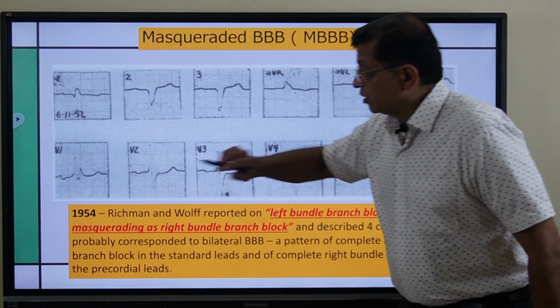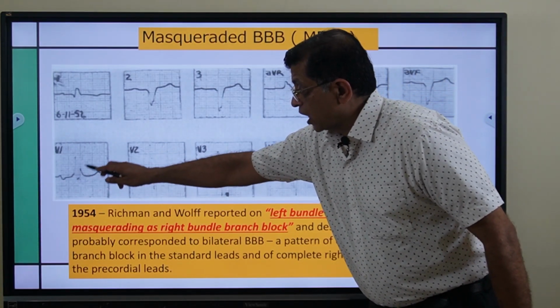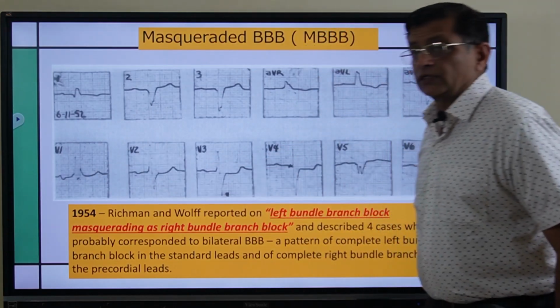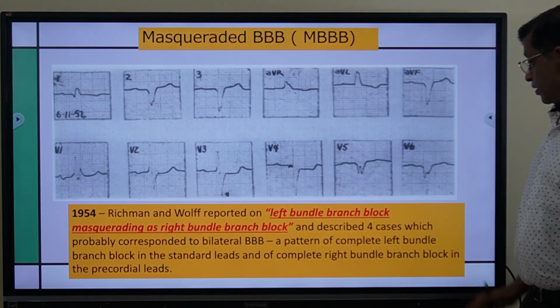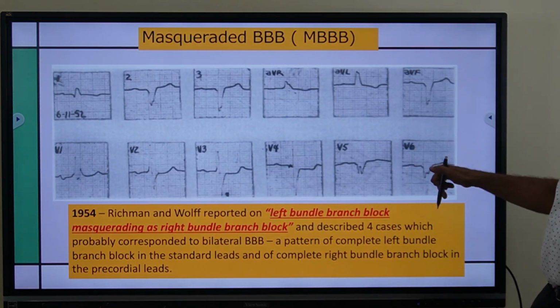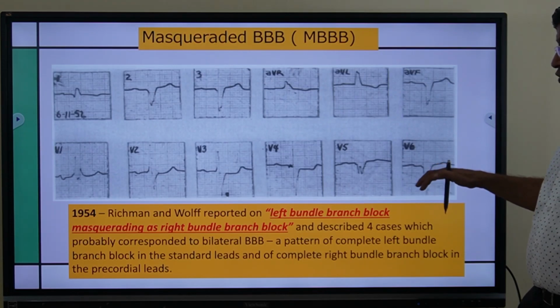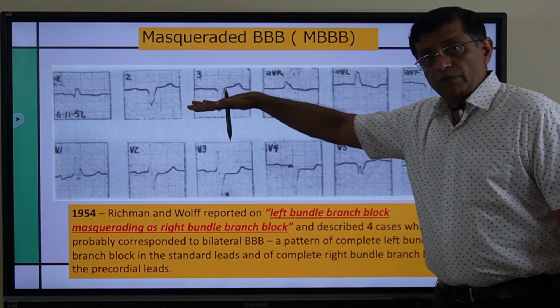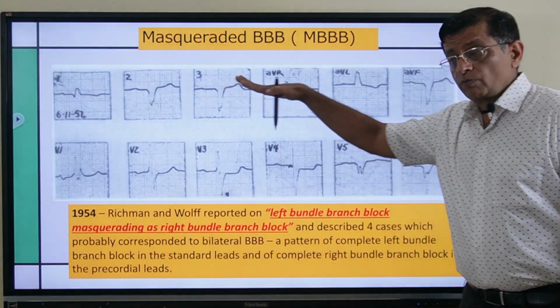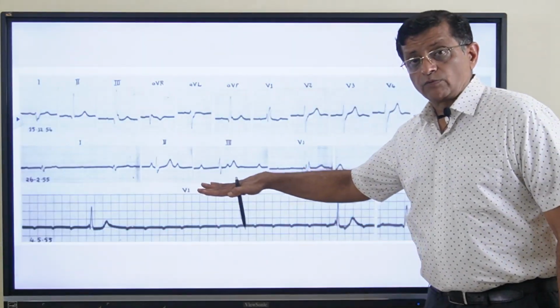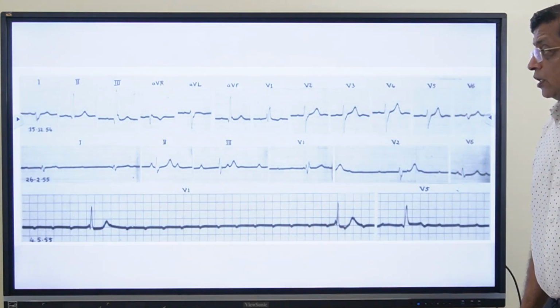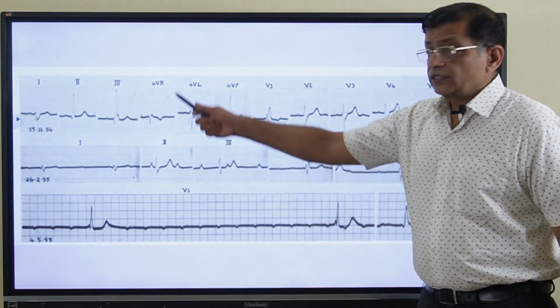While in the chest leads, you see RSR prime pattern and wide QRS complex suggestive of a right bundle, deep S waves in V6 suggestive of a right bundle branch block. So in limb leads, it is left bundle branch block, but in chest leads, this is complete right bundle branch block. So this is called masqueraded block. And this is an example.